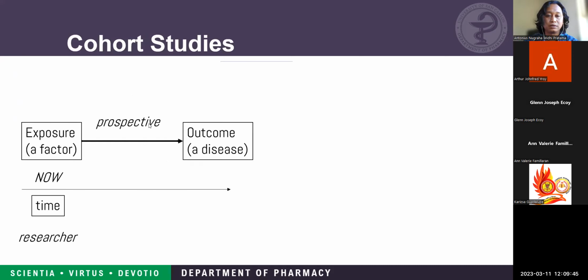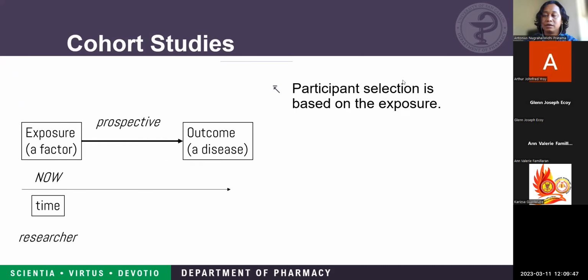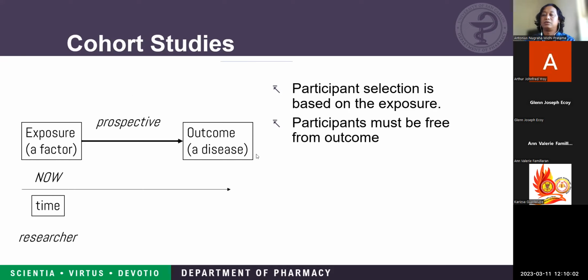So yes, this is prospective. Participant selection is based on the exposure, the similar exposure, but the outcomes can be more than one. Participants must be free from the outcome of interest. So that becomes the eligibility criteria. It can be longitudinal. I don't know how to say it in English, but let's say longitudinal.